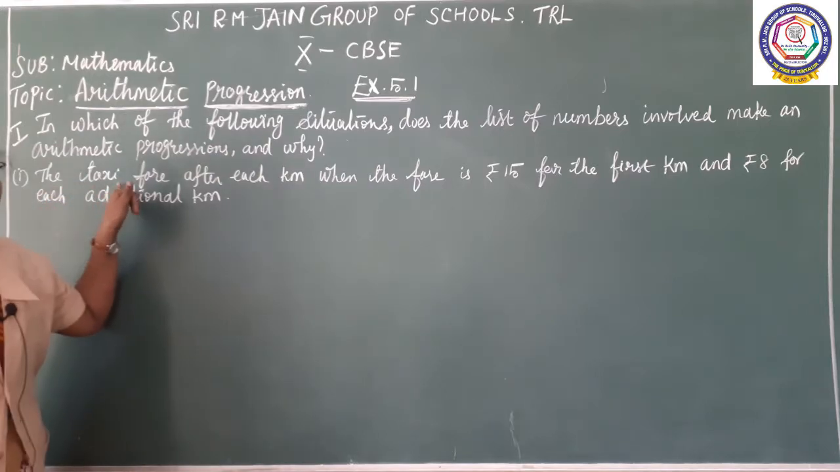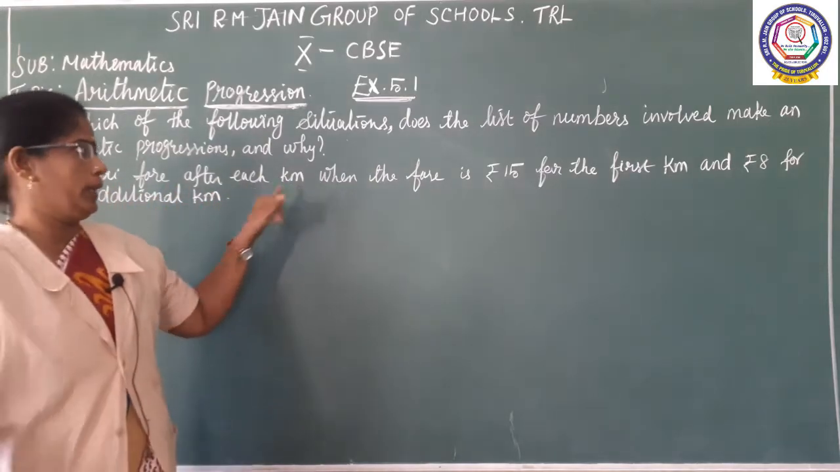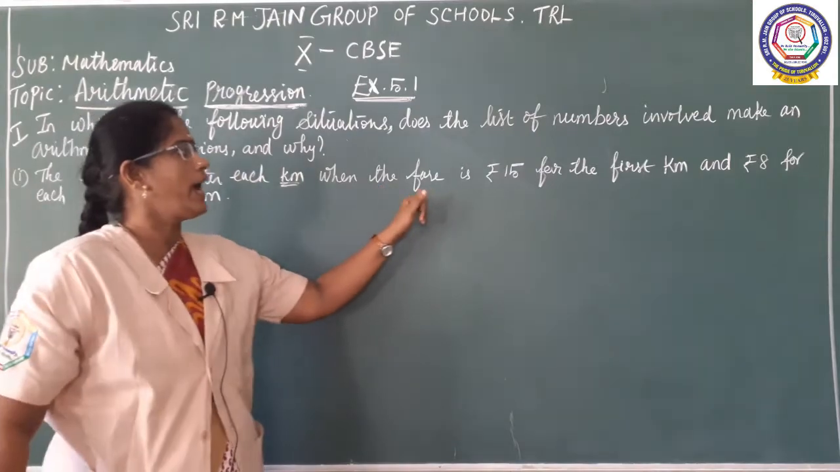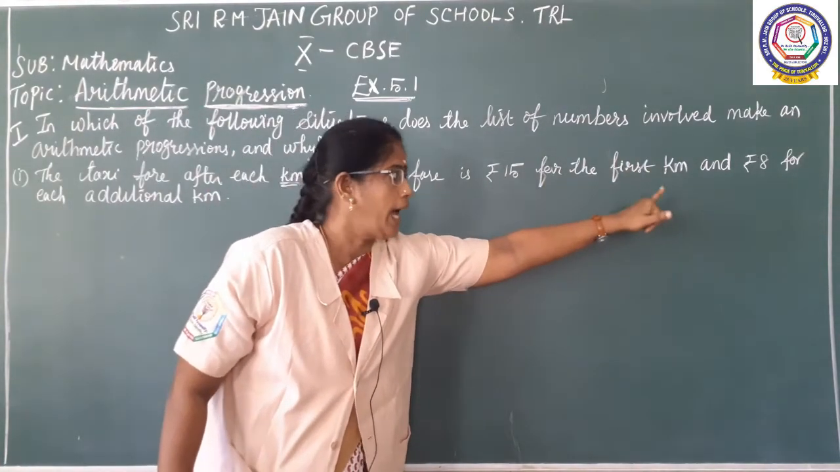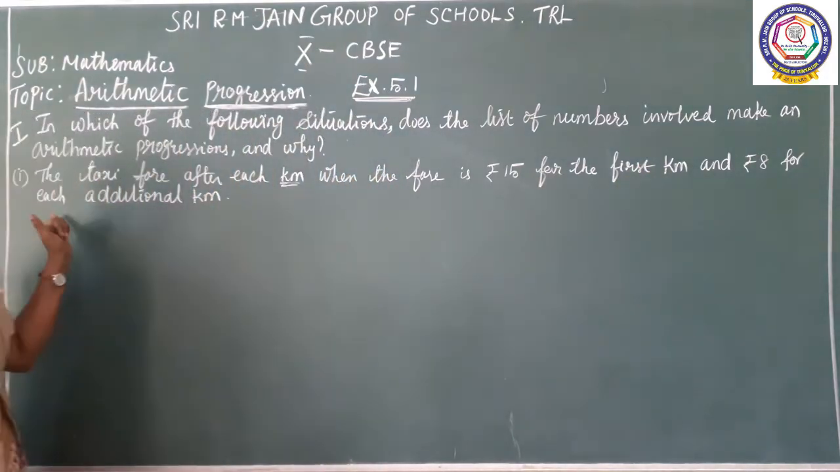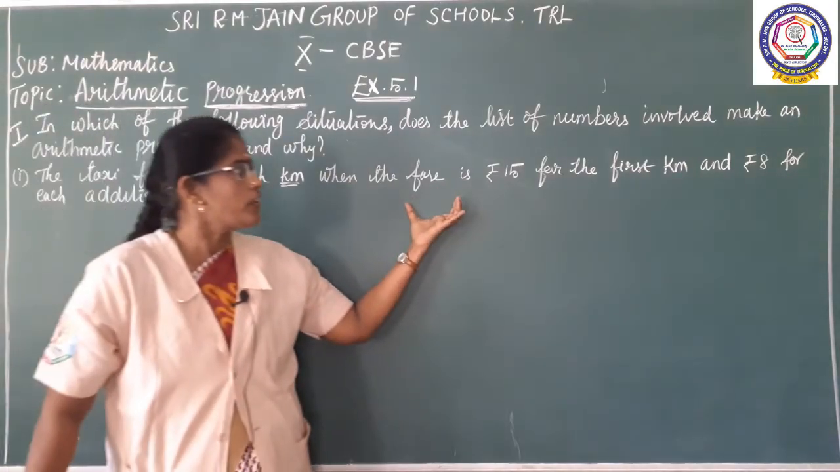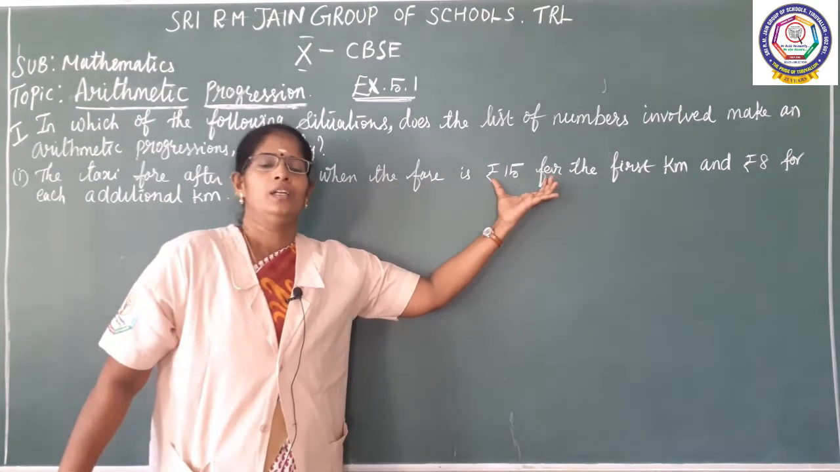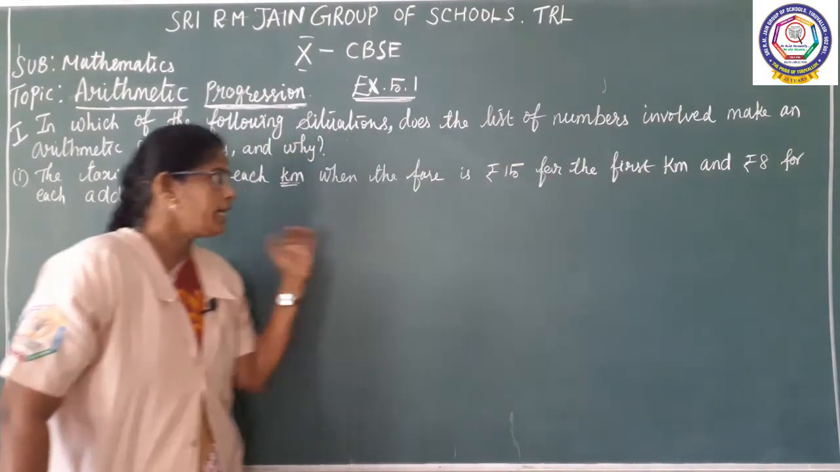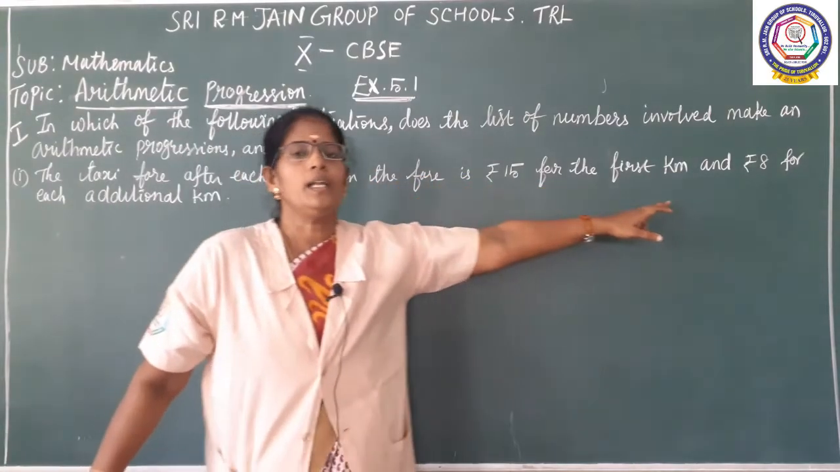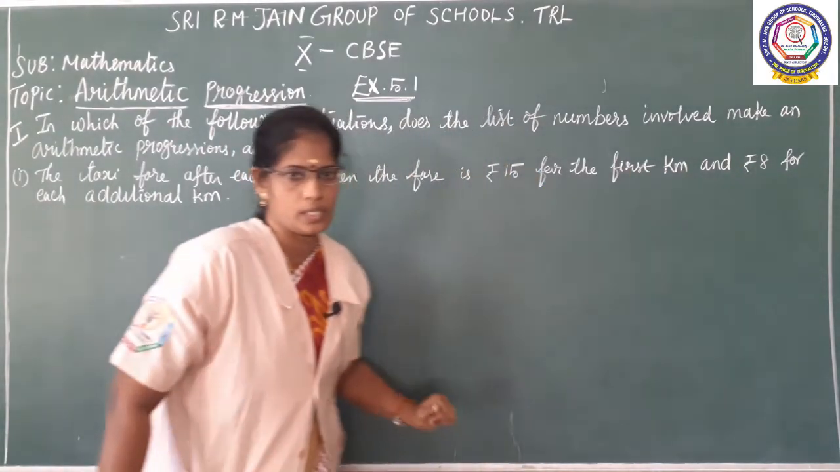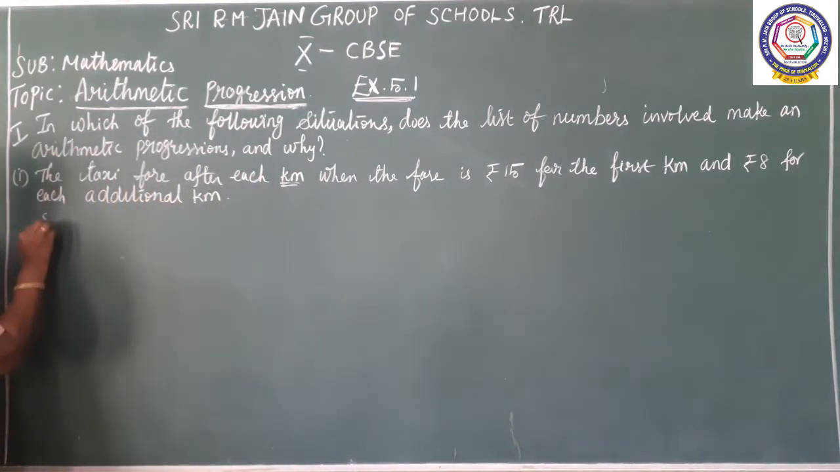The taxi fare after each kilometer when the fare is 15 rupees for the first kilometer and 8 rupees for each additional kilometer. So what is the question given here? The taxi fare for the first kilometer is rupees 15. After that, for each additional kilometer they are taking 8 rupees. So how can you write the statement?